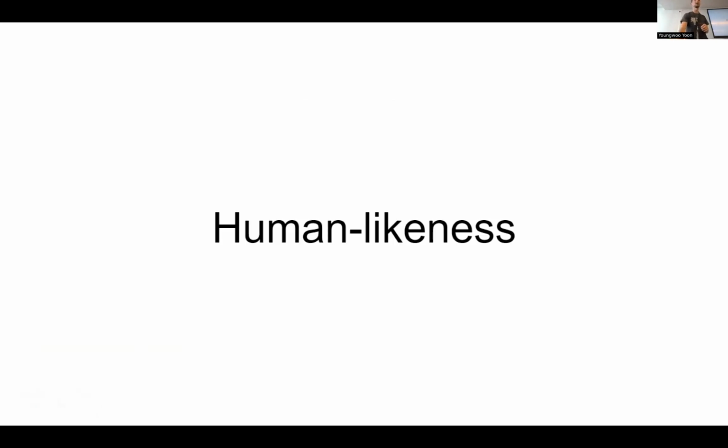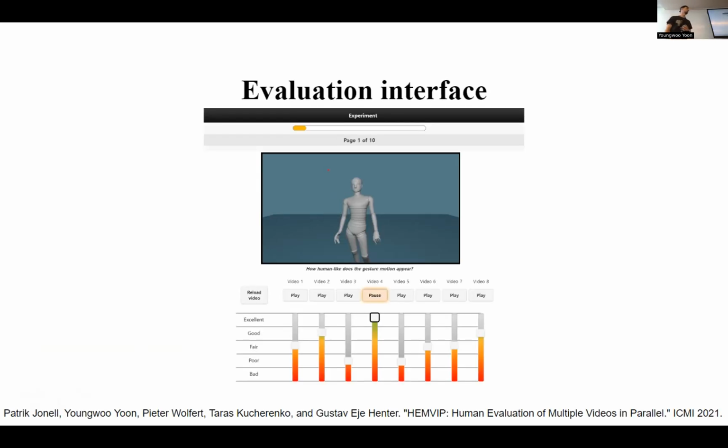So let's talk about human likeness. The evaluation we used was the same evaluation interface that we developed for the very first challenge. We call it HEMVIP. It's an adaptation of a web MUSHRA that was typically used in speech synthesis. In this interface, participants could play 1 video at a time, and for each video they played, they could give it a rating on a sliding scale. You will see here on the left, they have 5 anchors: bad, poor, fair, good, and excellent. And there is a gradient to indicate that what they're giving us is a gradient.